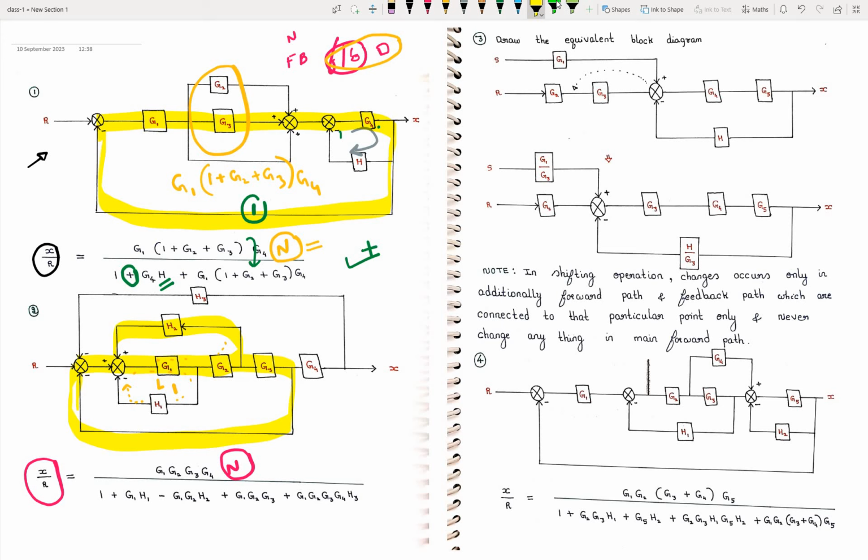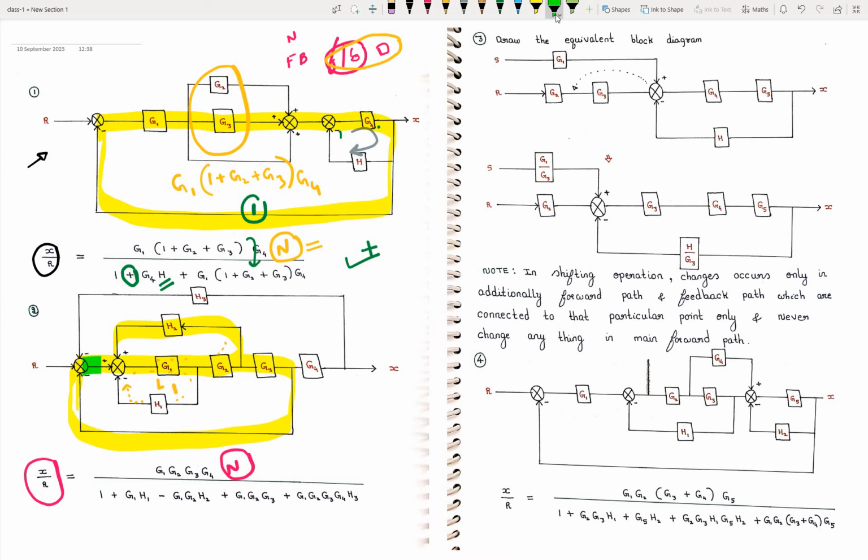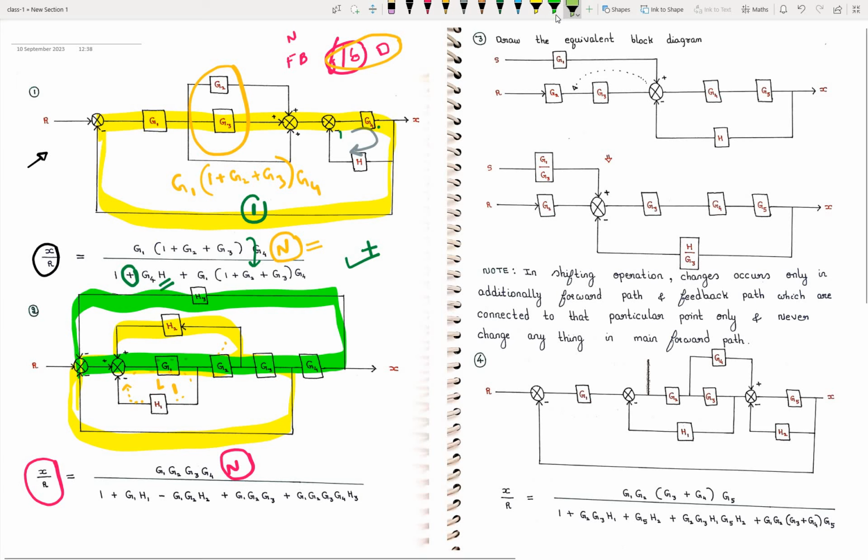And one more is, let me use a different pen. So one more is this feedback path. The moment you see the problem, identify the feedback paths. Then it becomes easy. And one more is this feedback path, and the other is this feedback path. Once we find out the feedback paths, we mention them in denominator.